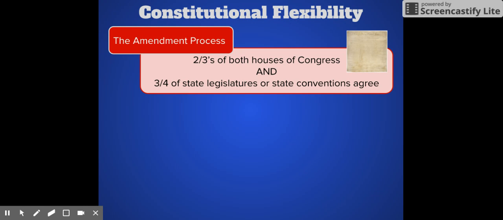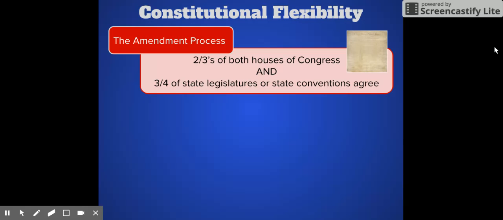And while it can be changed, it's also not easy to change. You need 2/3 of both the House and the Senate to approve it, and then 3/4 of the state legislatures or 3/4 of the state amendment conventions would decide if they want to make an amendment. So it's a pretty complicated process, but it's possible.